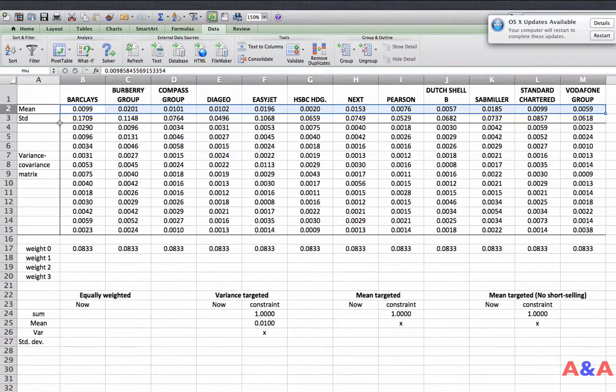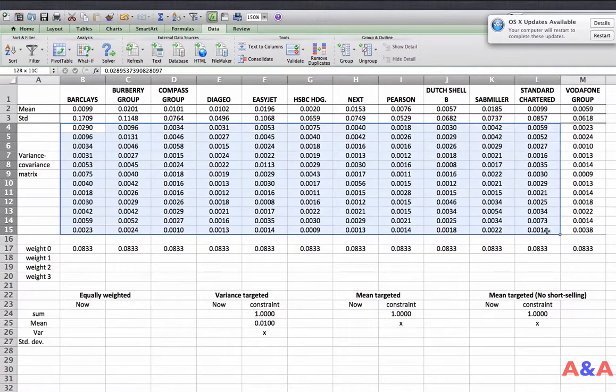The next row is standard deviations of these 12 shares. About 17% for Barclays, about 11% for Burberry, and so on. But we don't use this row today because such risk information is included in the following variance-covariance matrix. So this large area, the 12 by 12 matrix, is the variance-covariance matrix of these 12 stock returns, which we called V. So let me call this region V.